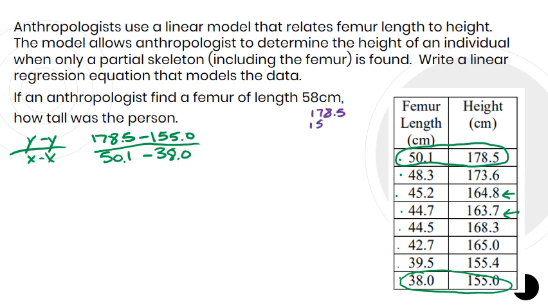If I was to subtract 155.0, double check my work here. Looks like I got 23.5 on top. And then if I do the bottom work, 50.1 minus 38.0, I'd get a 1, I need to carry this over, I get a 2 and a 1. So I got 12.1. Now we talked about how with slope, you really don't want those crazy decimals.